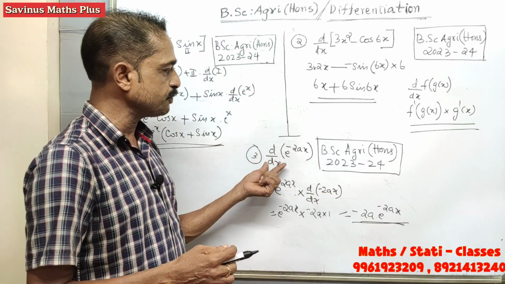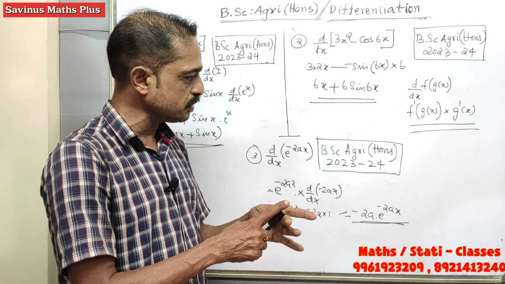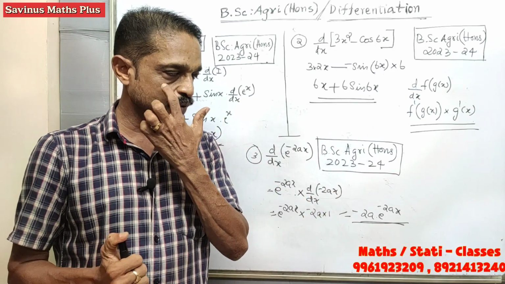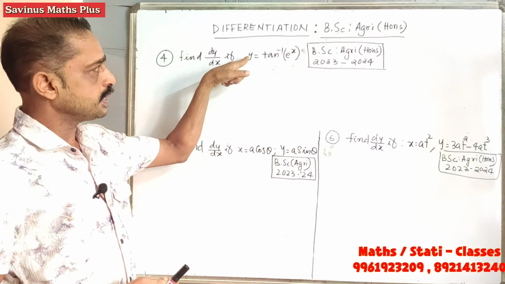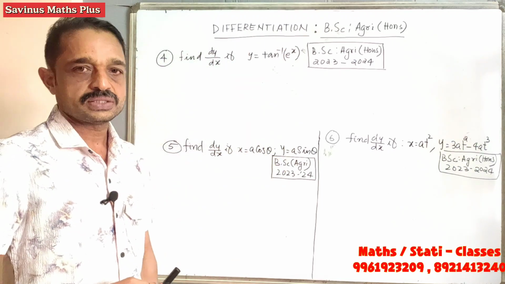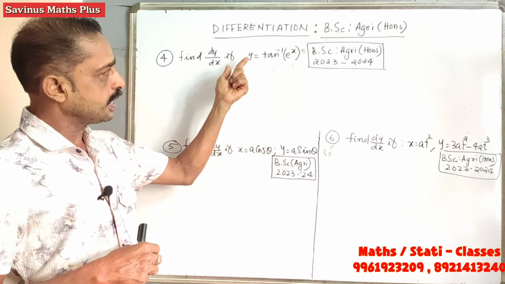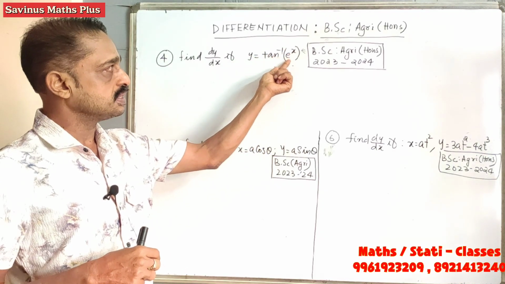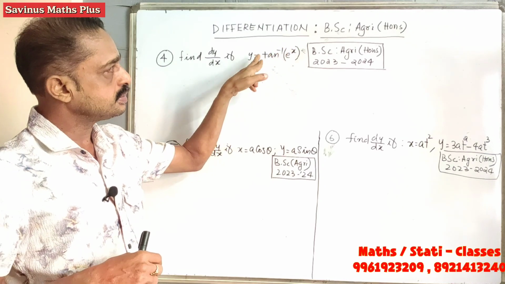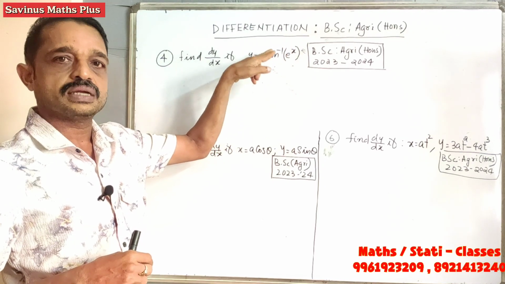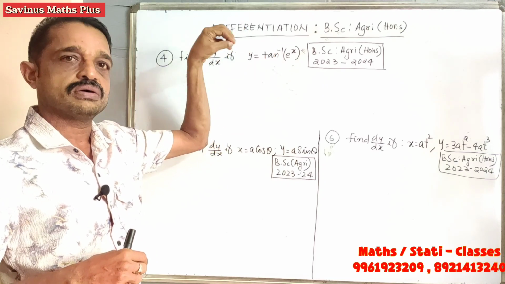So that is the derivative of e raised to minus 2ax. This also is a question of 2023-24. The next question is: find dy by dx if y is equal to tan inverse of e raised to x. We have seen the function of a function rule. So again, this is a function of a function. E raised to x is an exponential function and tan inverse is an inverse trigonometric function. So tan inverse of e raised to x is a function of a function.